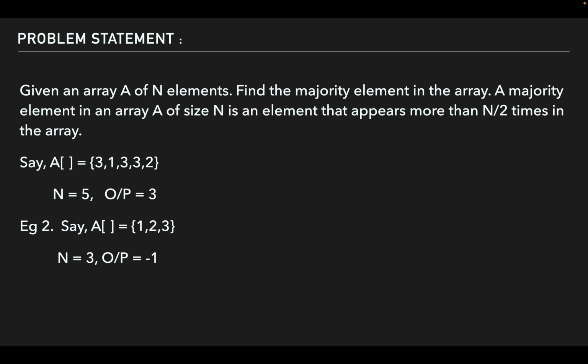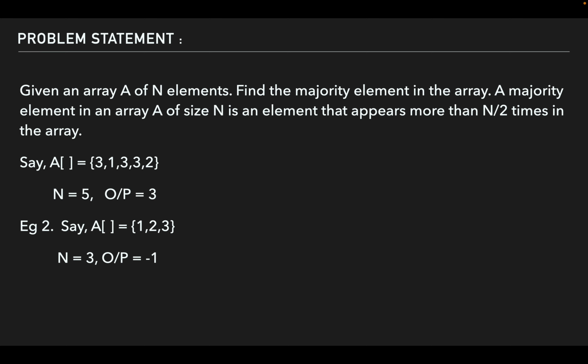Let's take another example. Say we have this array where n is equal to 3. So n/2, that is 3/2, will be 1. Now we need to find an element which appears more than once in the array. So here none of the elements appears more than once. Hence our output will be -1. So this problem looks easy, right?